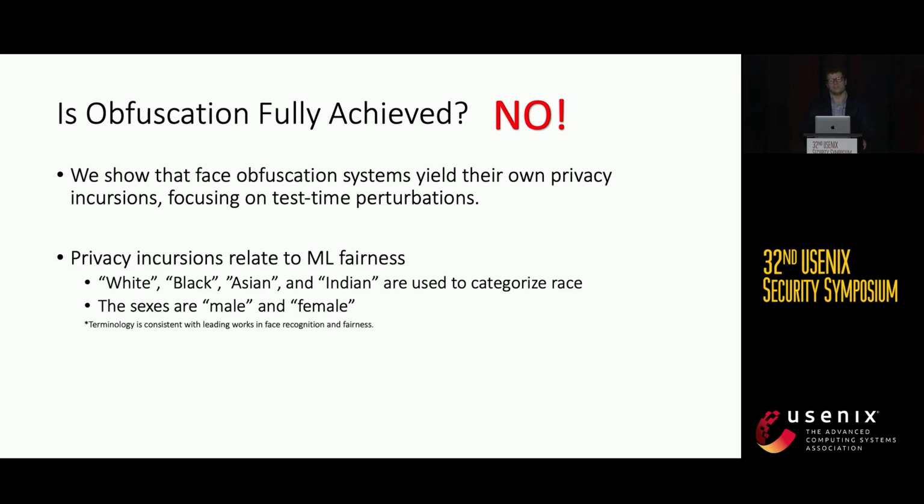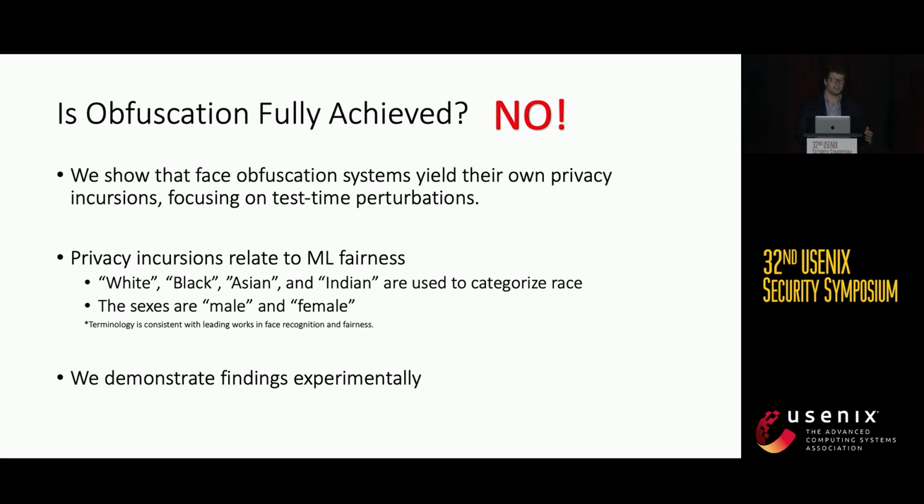Privacy incursions that we studied relate to concepts in machine learning fairness. So we denote white, black, Asian, Indian used to categorize race, and the sexes we use are male and female, and the terminology that we use is consistent with leading works in face recognition and fairness. And we demonstrated our findings primarily experimentally.